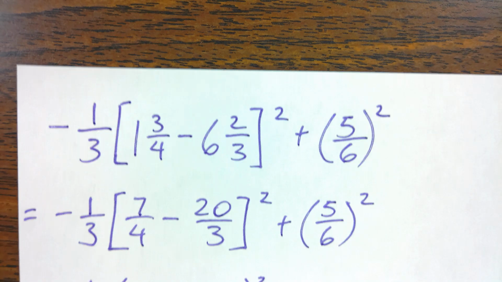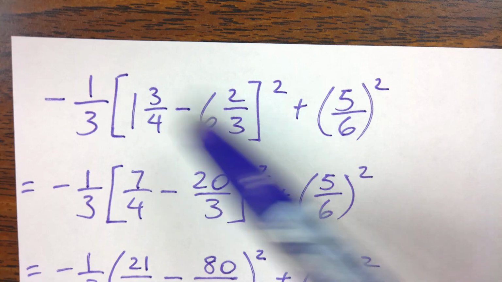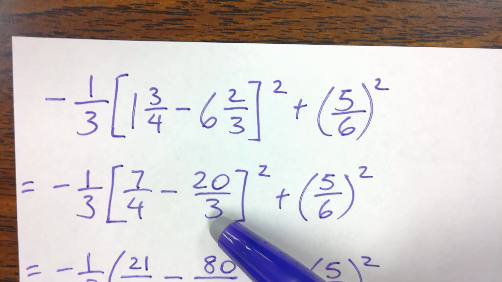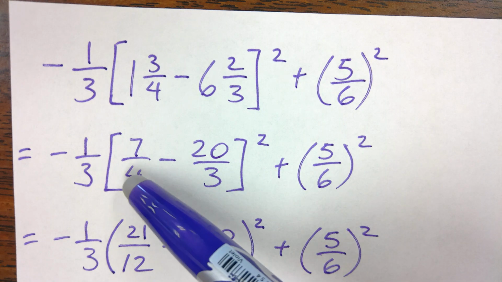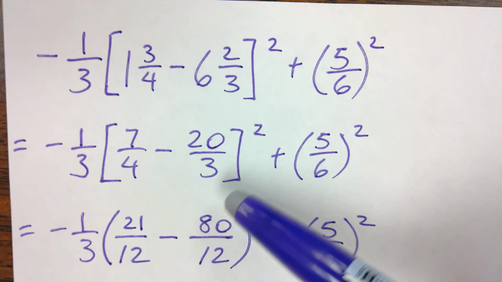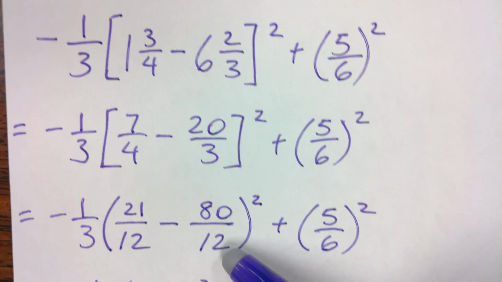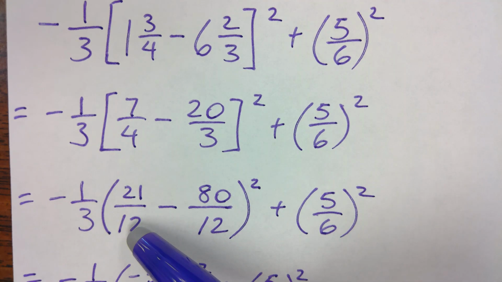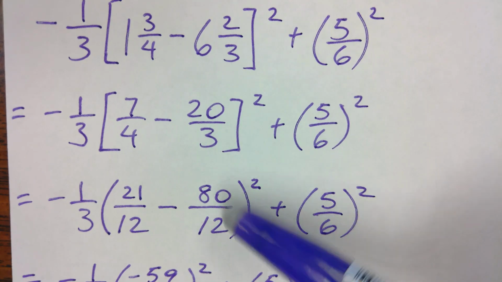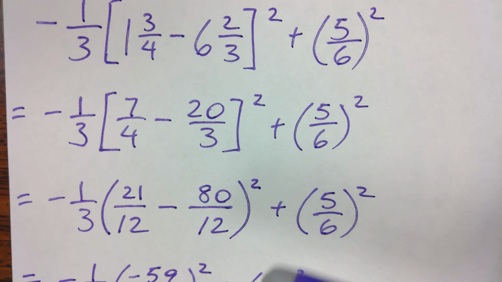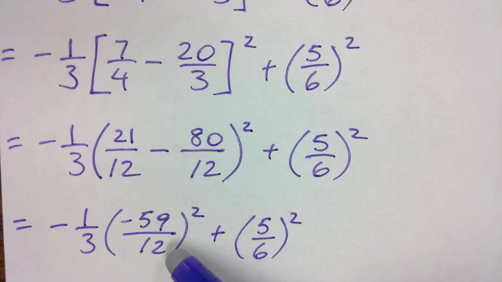Okay, take a couple of minutes, try this one, and then we're going to take it up. All right, so let's see if we got the same thing. My first step was to change it to an improper fraction. After that, BEDMAS tells me to do brackets first. So that means I need a lowest common denominator to subtract these. Between 4 and 3, it's 12. So 4 times 3 gives me 12. So 7 times 3 gives me 21. 3 times 4 is 12. So 20 times 4 gives me 80. Subtract that, I get negative 59 over 12.